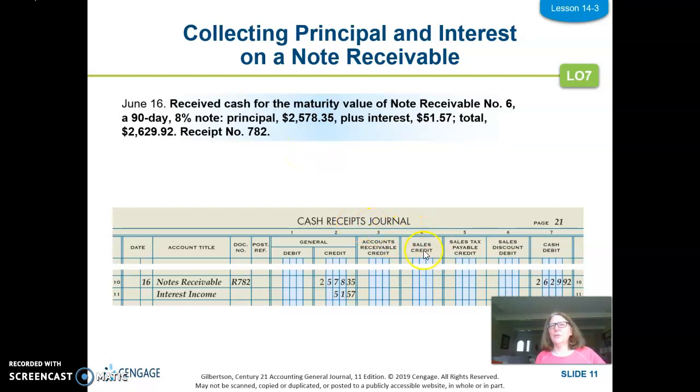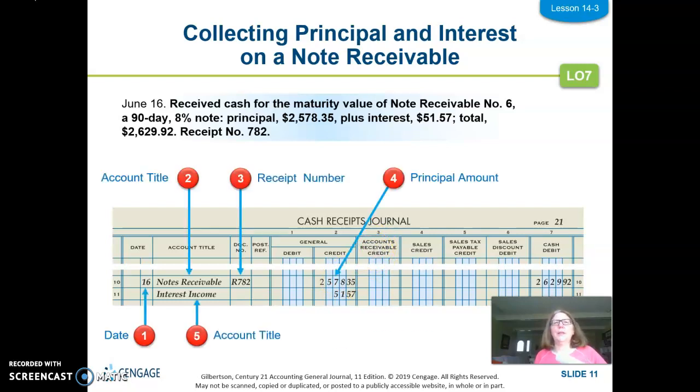So it's going to go in the cash receipts journal. There's the interest income, which is credited, and it's in general because we don't have an account column that's called interest income. And then the notes receivable is credited in the general credit as well for the principal. So I just make sure I know that's principal, that's interest. This is maturity value. So the sum of these two is the maturity value and our cash debit. Again, general credit here, accounts receivable, not the same as notes receivable. So that's your second transaction.